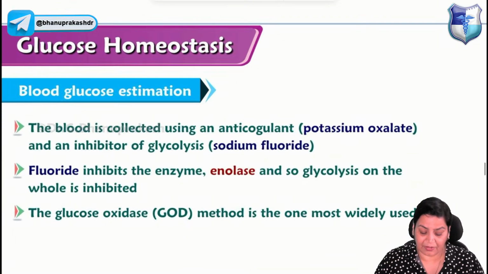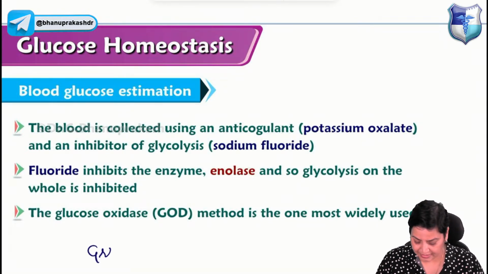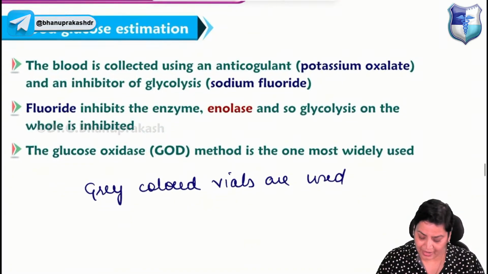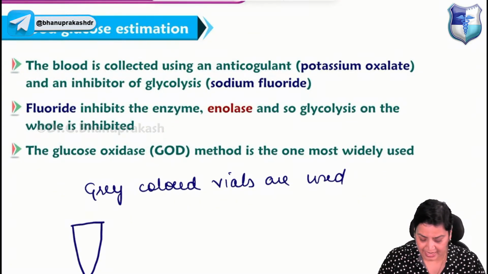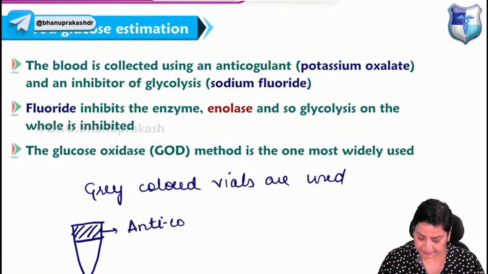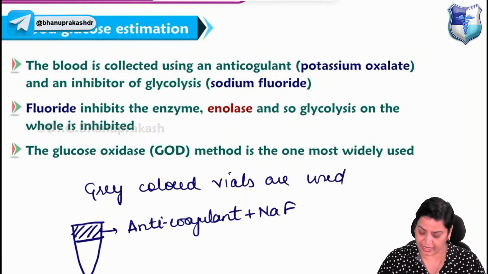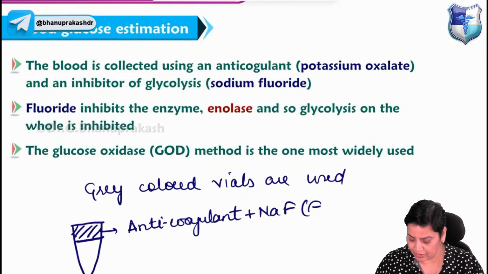And how do we monitor blood glucose? We always monitor blood glucose basically with the help of grey colored vials. In that grey colored vial, what is the composition? Say this is the vial, and here this is grey in color, where an anticoagulant plus sodium fluoride is there. Okay. What is the function of sodium fluoride? Sodium fluoride is an inhibitor of the enolase enzyme. It inhibits enolase.